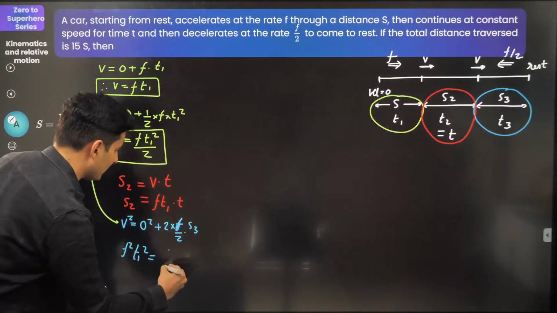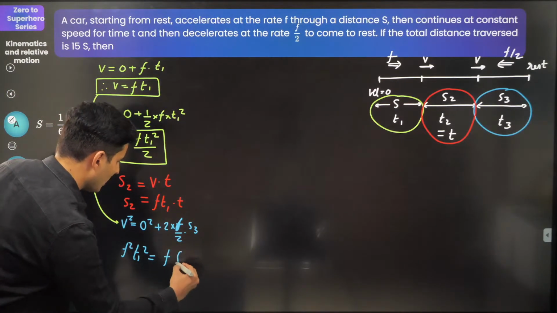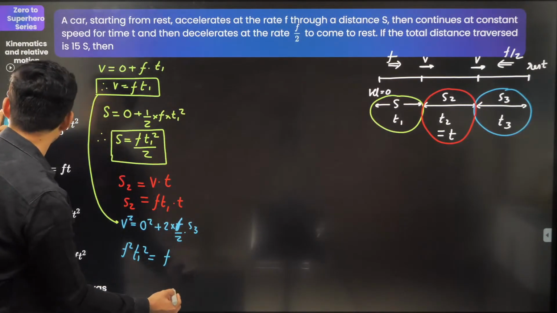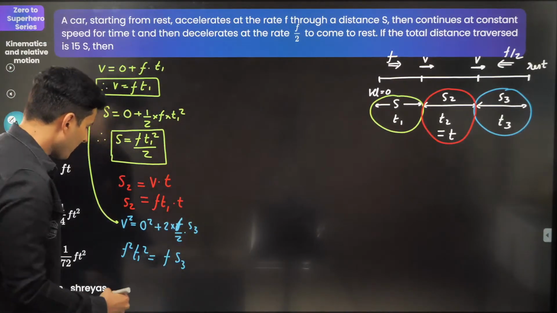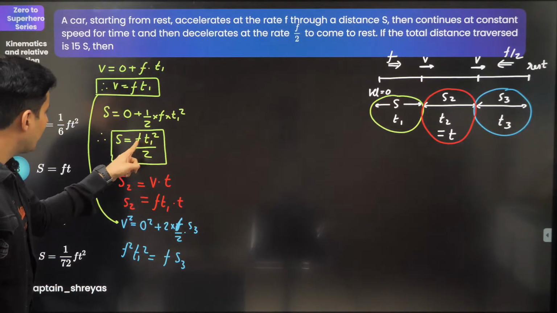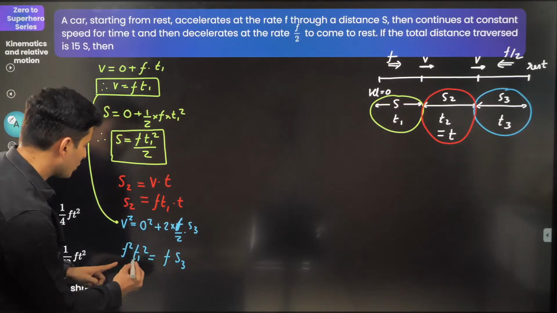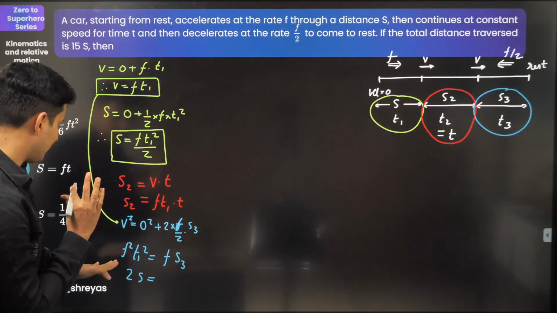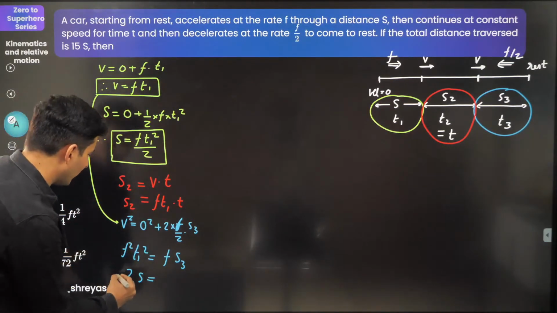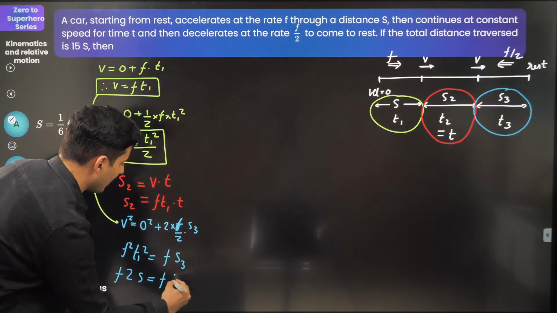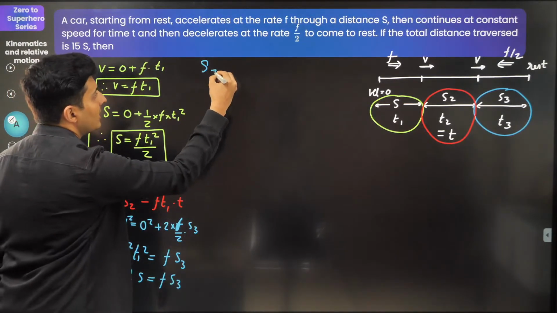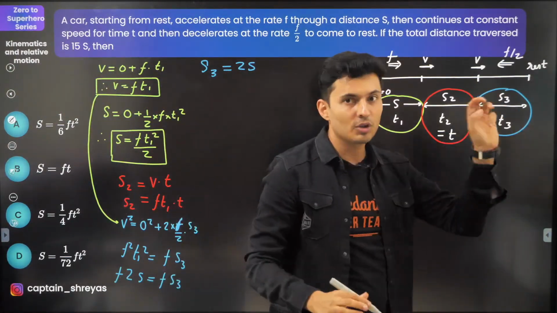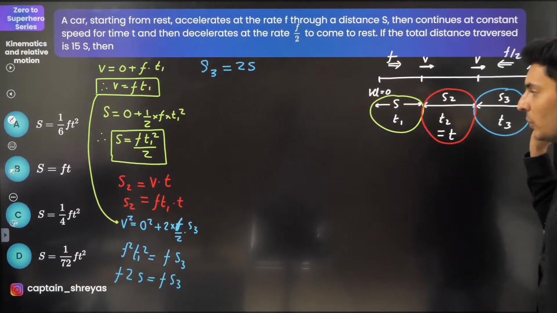Is equal to, 2 cancels. It will become F into S3. Okay, F into S3. If you want, I'll write it properly. Just one second. FT1 square is 2s. So FT1 square is 2s, and there is one F over here. So just put it as it is, FS3. So naturally I got S3 is equal to 2 times S. Interesting. I just got the value of S3 also.